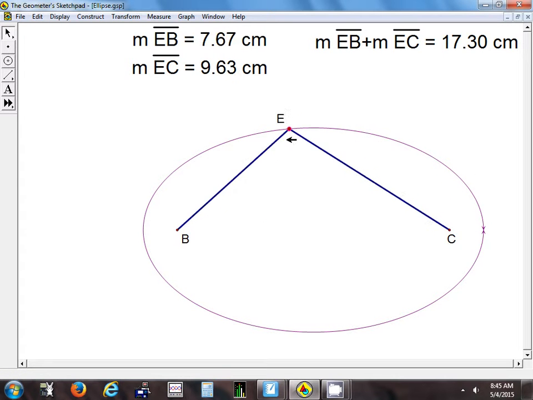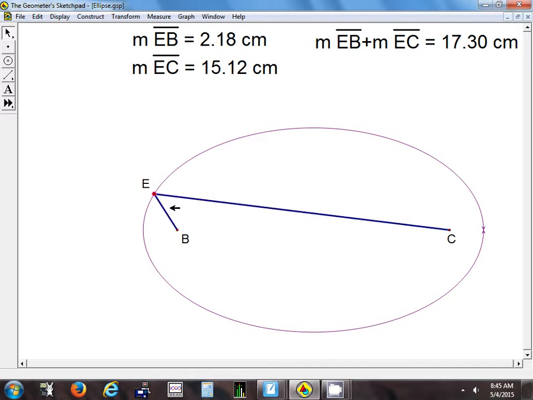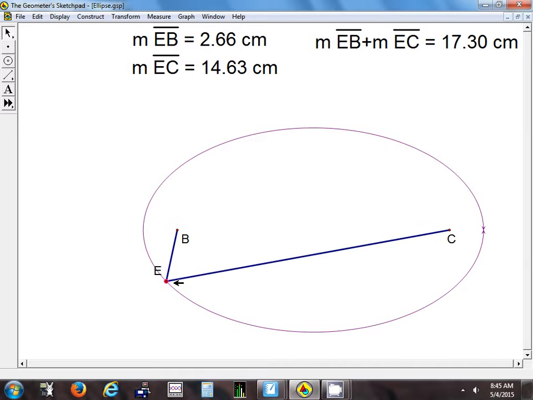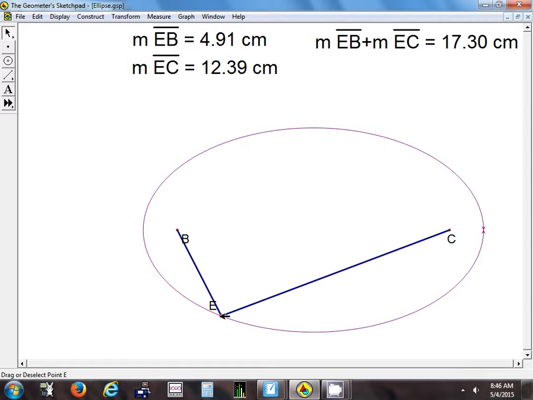So you can change the length of the segments. EB and EC are always changing length. But when you add them together, you're always going to get 17.3. In this particular ellipse, it's 17.3, but it's not always that. In fact, I don't think in any problem we do today we're ever going to find what these distances add up to. It's just what the definition is.